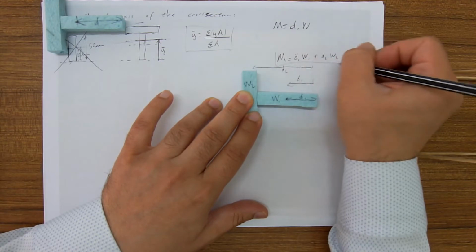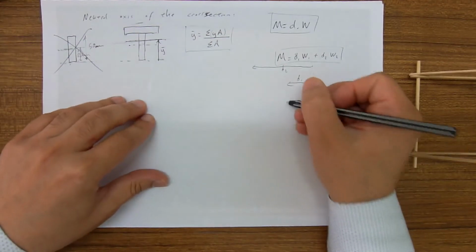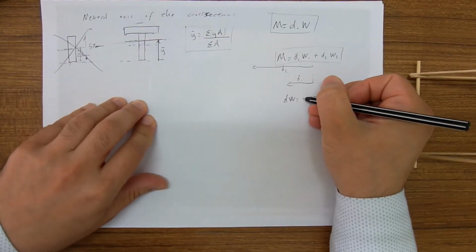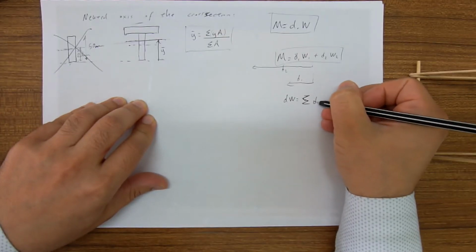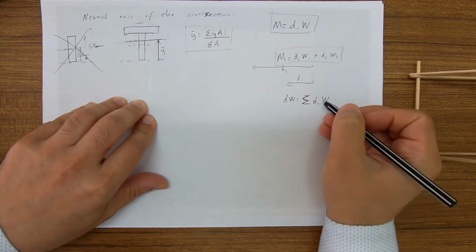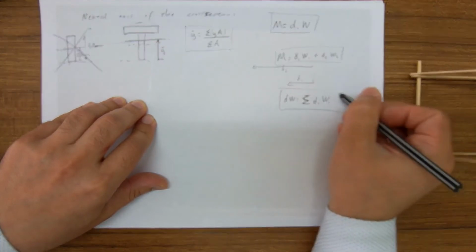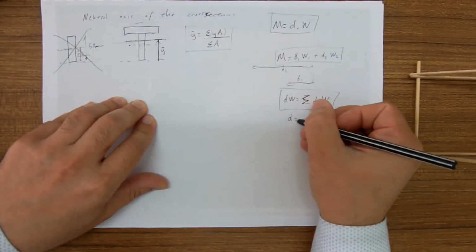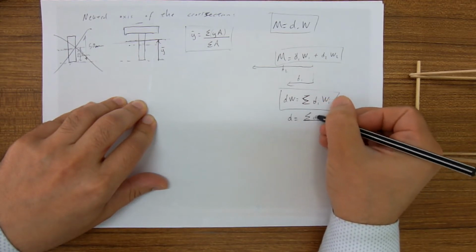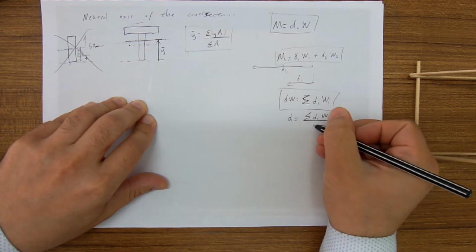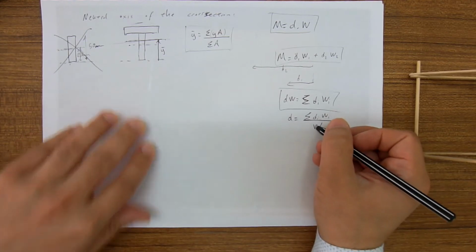So these are equal to each other. That means dW is equal to di wi, right? We have got these indices. So from here, you can say summation of di wi divided by w. So the w is the weight of the whole structure.